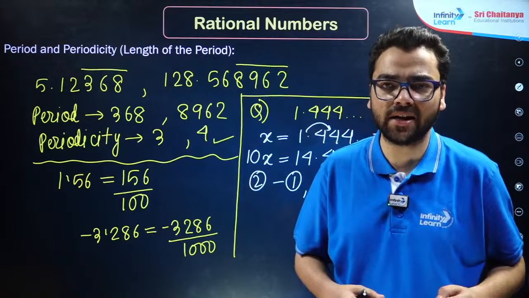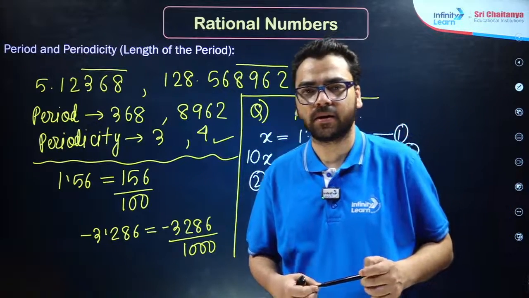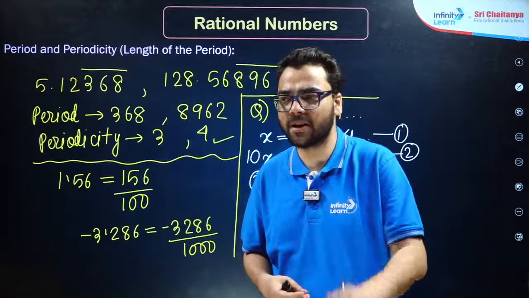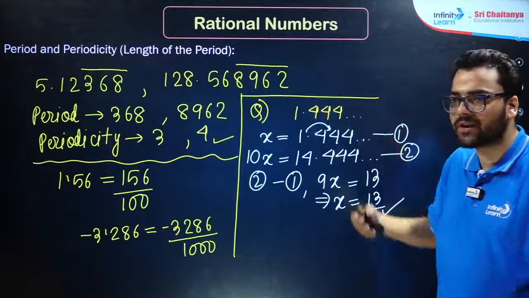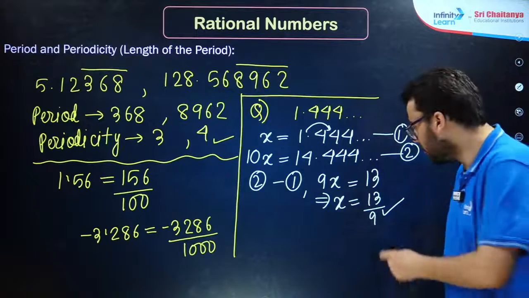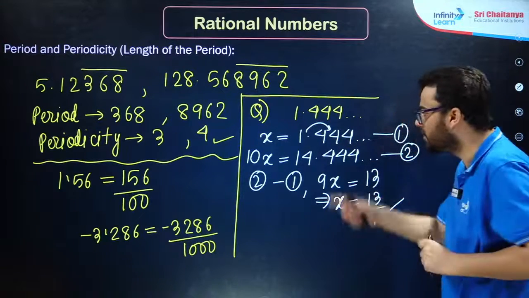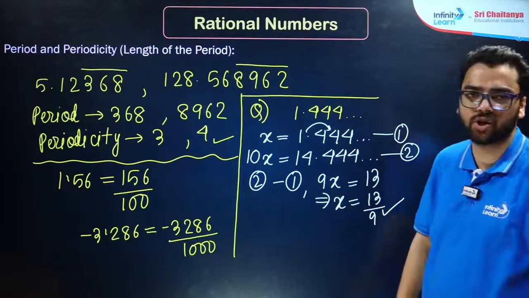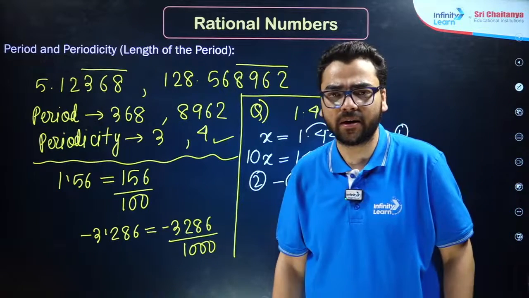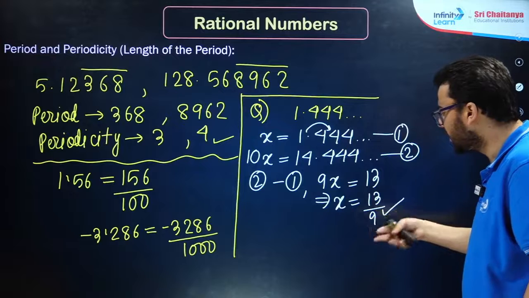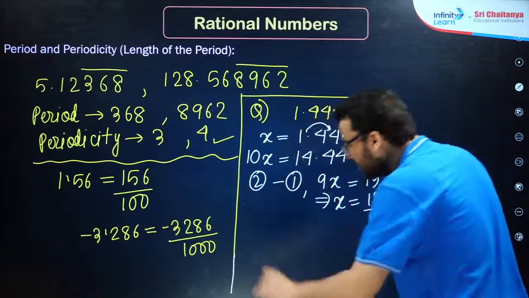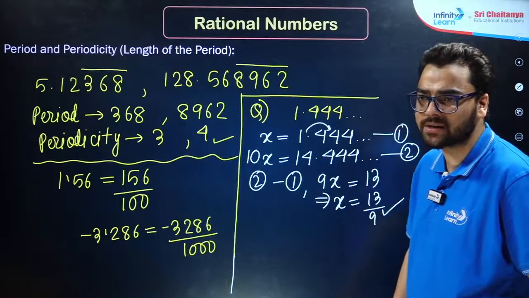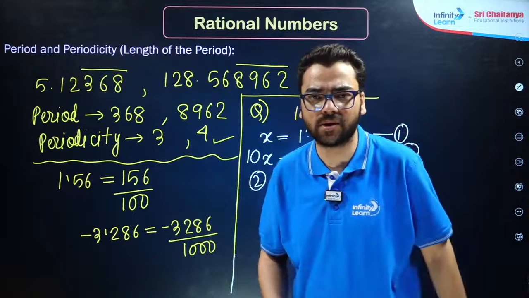Any doubt in that case? 13 upon 9 is the P by Q form of this. If you want, you can check it as well. You can actually divide 13 by 9. You will get this decimal representation only. Fine. Now you might be thinking why we are actually doing this. I will explain using some more examples. Don't bother. Before that, let us do some questions on the basis of this concept.